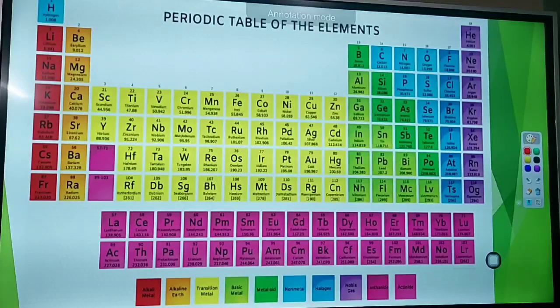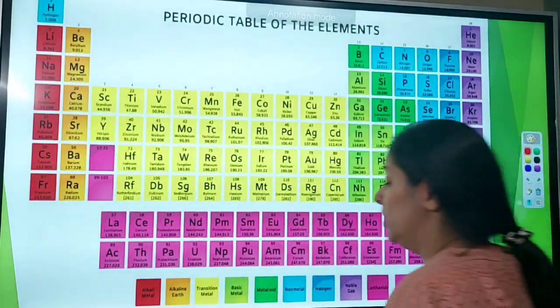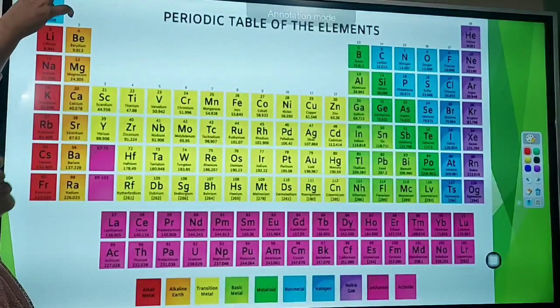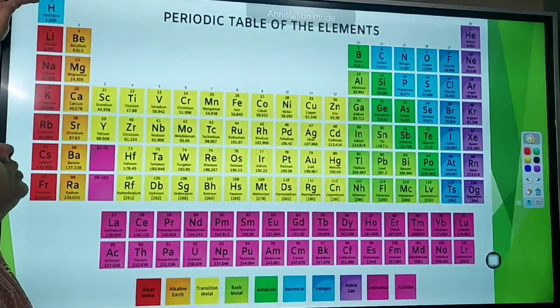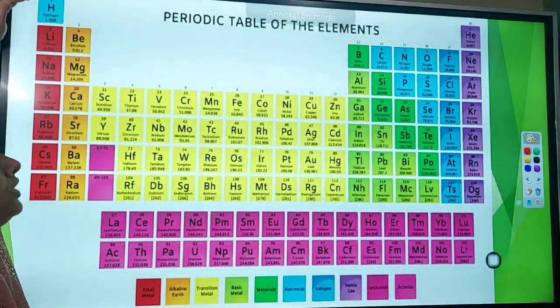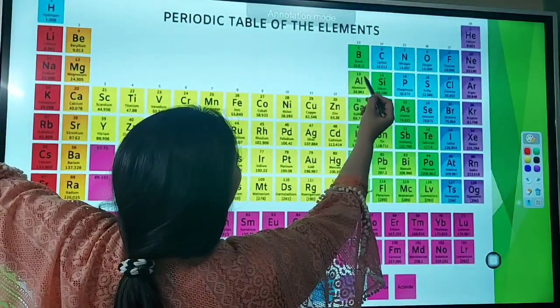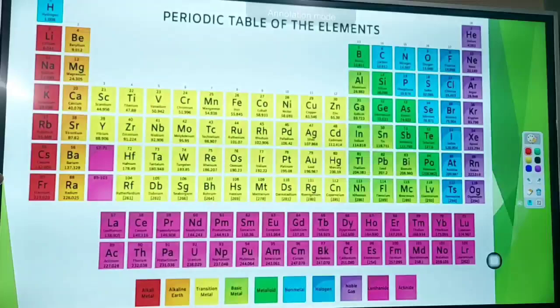Okay. This is how your periodic table looks, children. See, in the periodic table, hydrogen is written in very small letters. Its font is really small. However, when I look at the letter H, I know we are talking about hydrogen. The moment I say look at the letters Al, I know it's aluminium. So symbols play a very, very important role in understanding your periodic table.